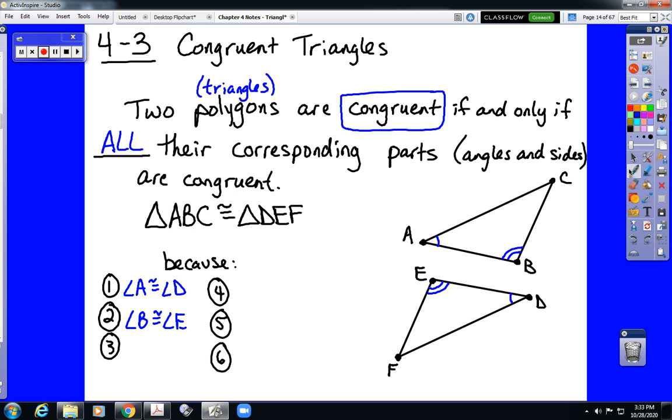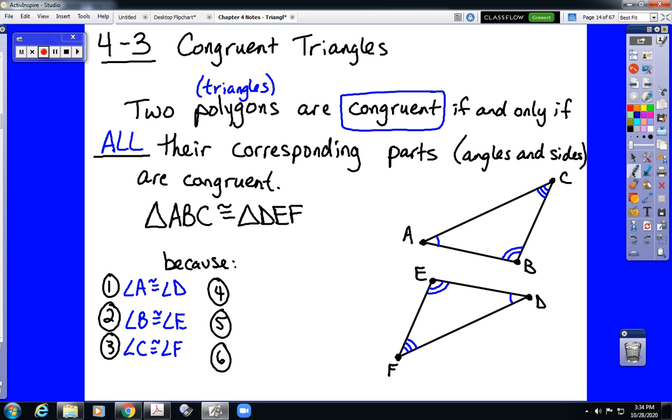And then finally we've got the third and final letter in each name, C and F. So angle C must be congruent to angle F, and we would mark those with 3 arcs. So those are our 3 sets of angles. Notice that every angle in the first triangle has a matching angle in the second triangle. That's what we're saying when we say corresponding parts. There is an angle that matches in each triangle.